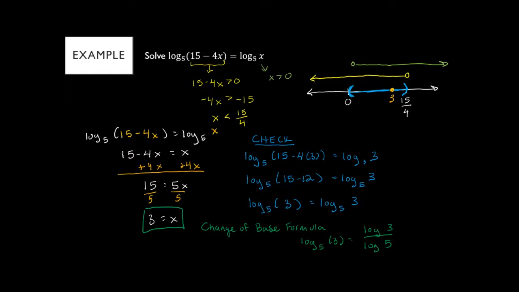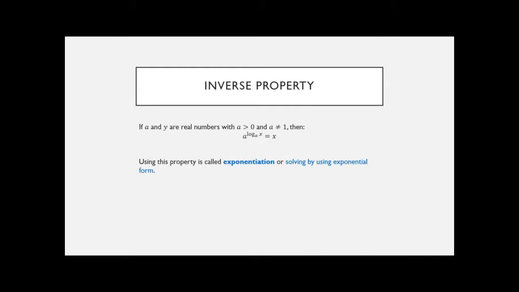Okay, so I have a couple more examples like that, but I'm going to skip ahead to the other property, the other way to solve, so we can do some of those. So the inverse property. If A and Y, I think that's supposed to be X, not Y. There is no Y here. Turn that into an X.